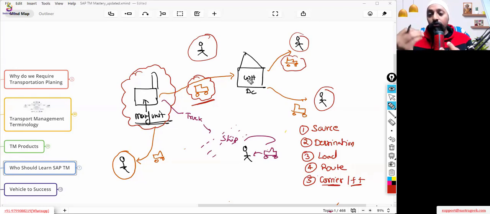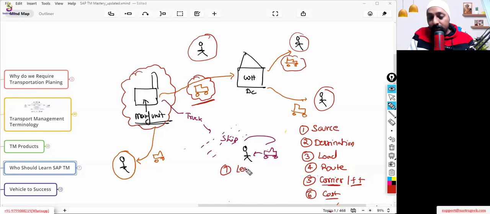So you need to know who would be your third parties, who would support you, which carrier you need to find, which freight forwarder you need to find, and on which route they work. What would be the cost they would be charging, what would be the freight cost they would be charging, that you need to know.